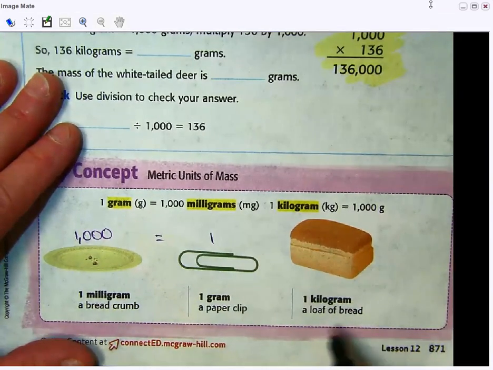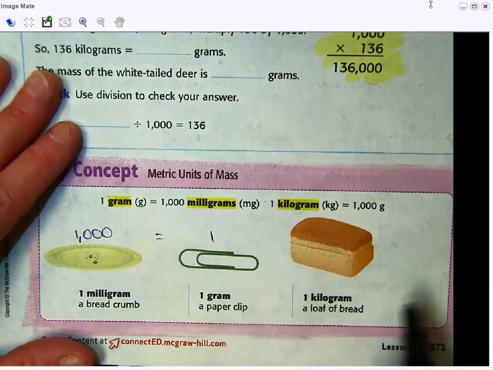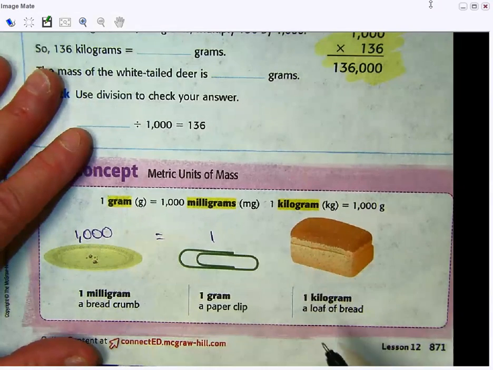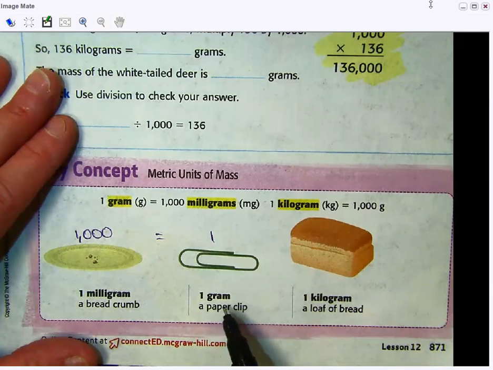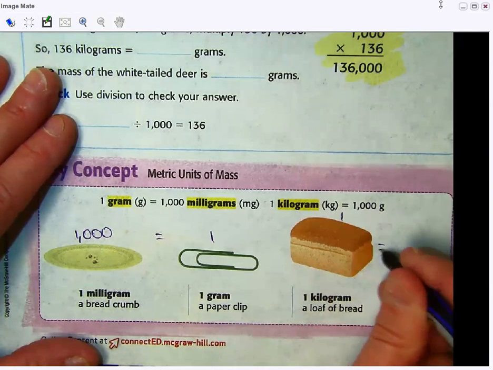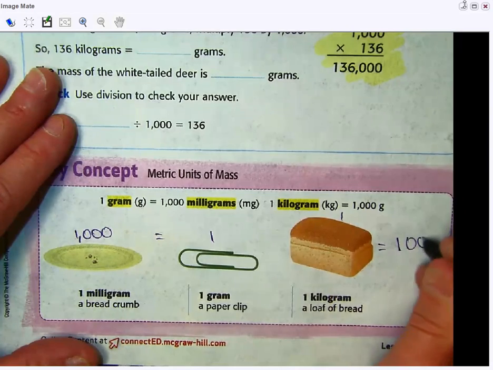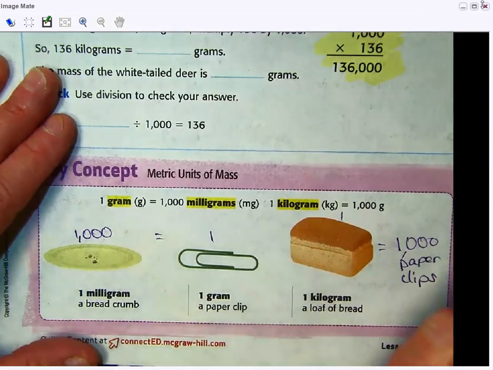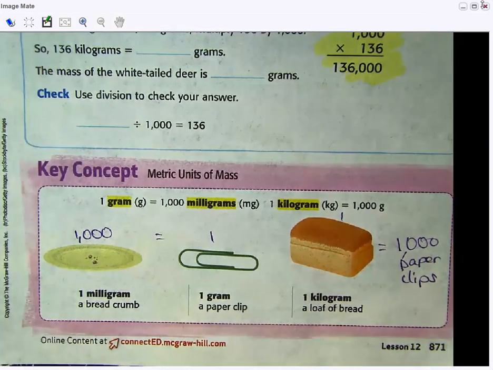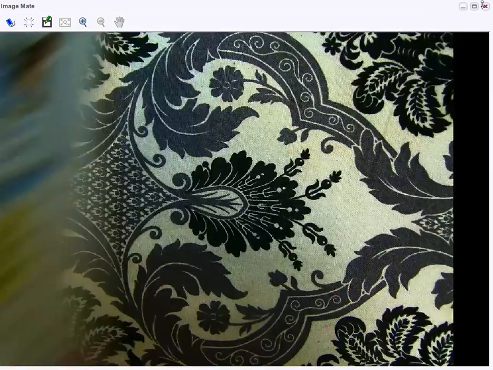All right, then we have a kilogram. It's about the size of a loaf of bread, the mass of a loaf of bread, and you would have to have 1,000 paper clips for 1 loaf of bread. And these are just giving you some ideas so that you know everyday items about the size that the mass is going to be. All right, so let's start.